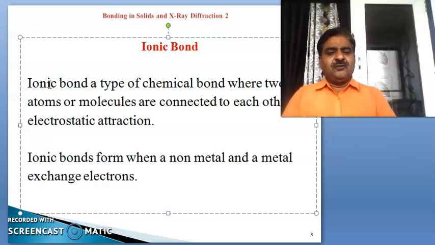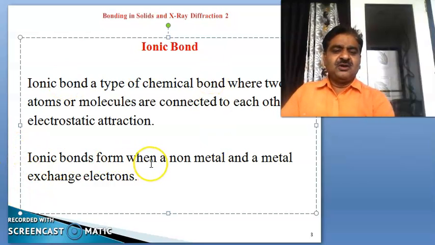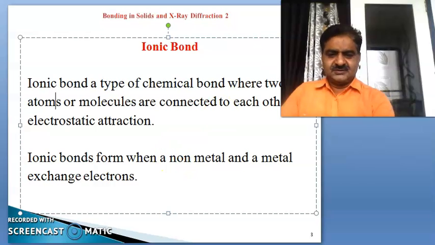Ionic bonds form when a non-metal and metal exchange electrons. One more point you remember: there is a formation of ionic bond whenever there is an exchange of electrons between metals and non-metals.